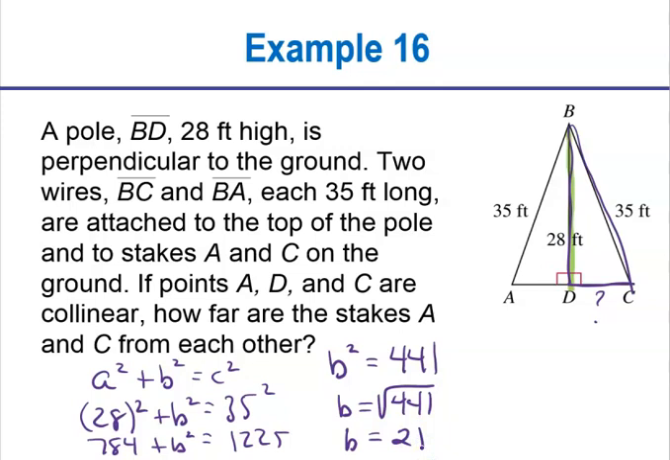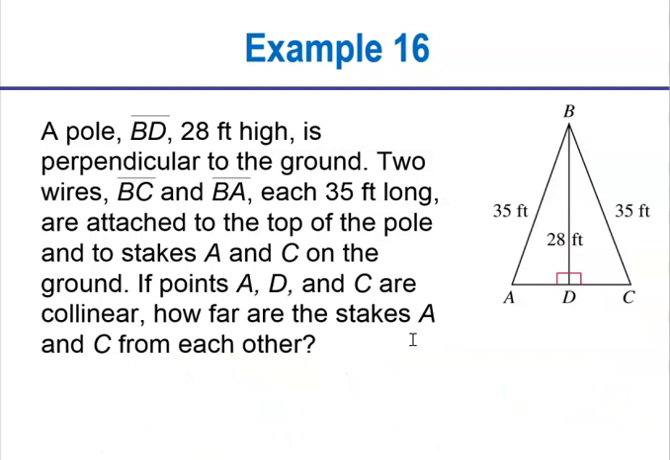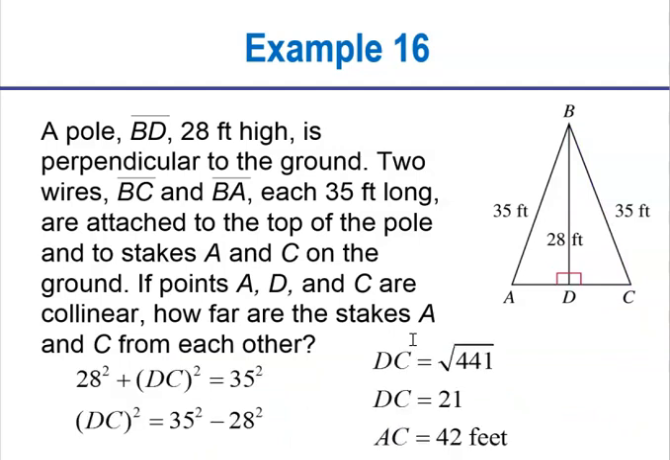Now we're talking feet, right? Go back and look at your units. That's 21 feet. But keep in mind, that is only the distance from D to C. Now you could argue that this would also be 21 feet from A to D because these are symmetric triangles here. Then 21 feet plus 21 feet is 42 feet. Then go back and make sure we really did answer the question. How far are the stakes A and C from each other? Definitely 42 feet. And if I go look at the typed up version of that, there we go. There's that 42 feet we were looking for.